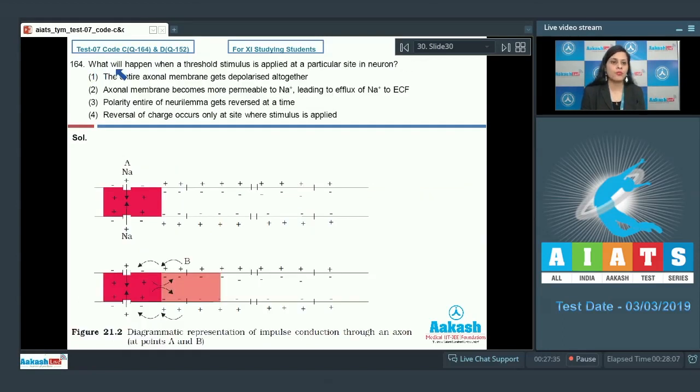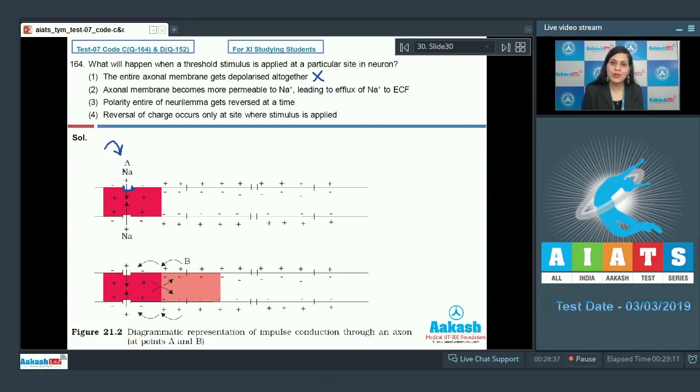Question number 164. What will happen when a threshold stimulus is applied at a particular site in neuron? And the very first option is the axonal membrane gets depolarized altogether. And as it is an incorrect statement, so this cannot be a correct answer to our question. As you can see here, when a threshold stimulus is applied on a particular segment of axon, then it becomes depolarized due to change in permeability of membrane.